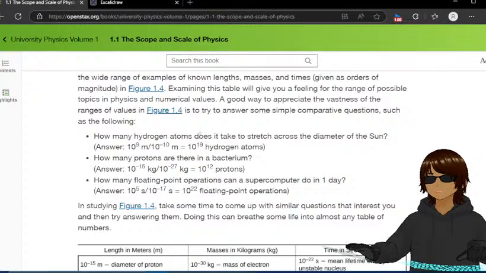How many hydrogen atoms does it take to stretch across the diameter of the sun? How many protons are there in a bacterium? How many floating point operations can a supercomputer do in one day?